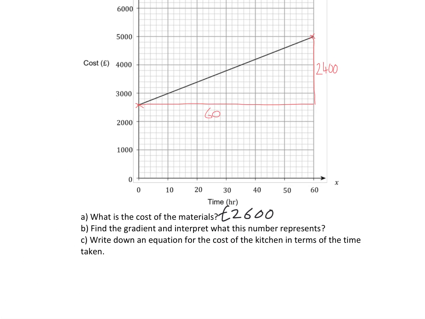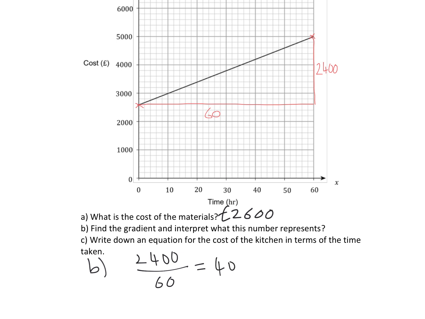So to find the gradient then, we can do the rise over the run. So the rise is 2,400, the change in y, divided by the change in x, which is 60. And that gives an answer of 40.